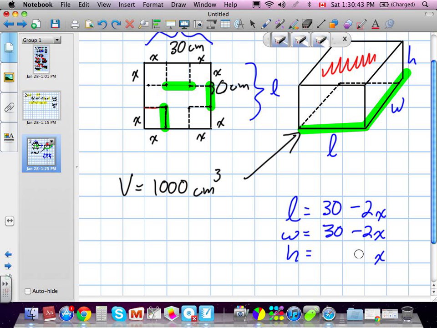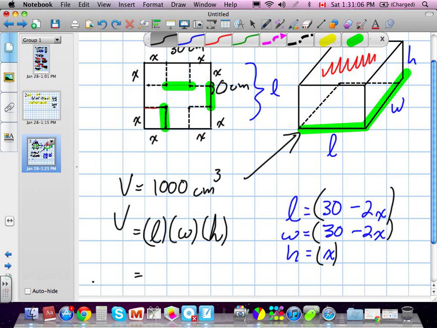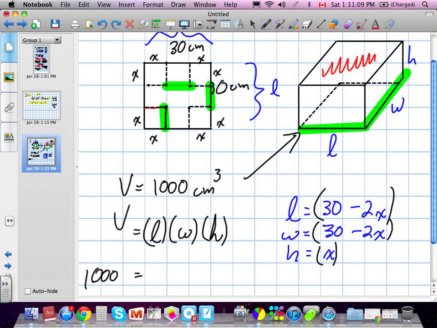What we're going to have to do, in order to find volume, is multiply our length times our width times our height, correct? So we have our length, our width, and our height. We're going to plug these values in for length, width, and height. So the volume is not 1, it's the number 1,000 centimeters cubed. Our length is 30 minus 2x. Yeah, we're going to solve this. Times 30 minus 2x times x.